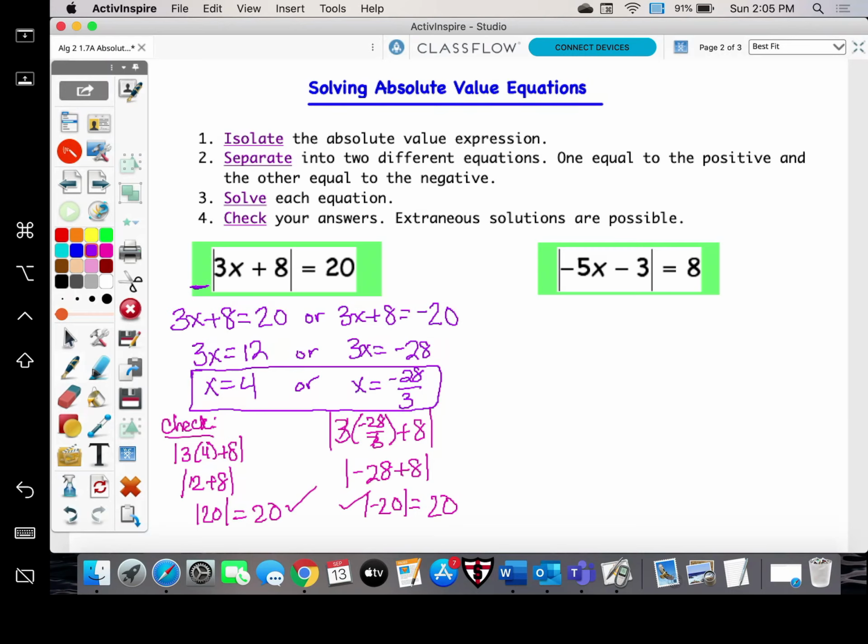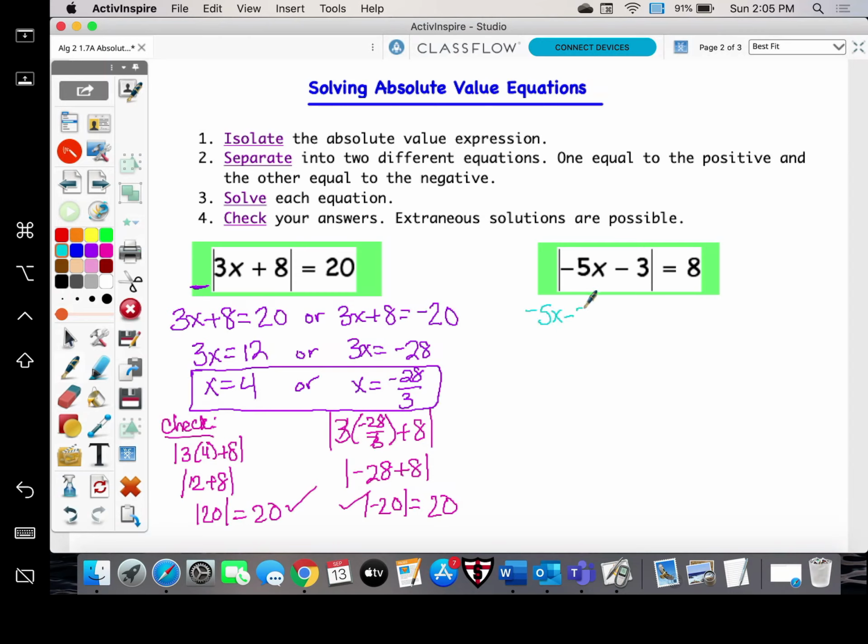All right, not too terrible? I hope not. Let's look at one more on this page. So we have the absolute value of the quantity negative 5x minus 3 is equal to 8. Again, it's isolated, there's nothing on the outside of that absolute value. So we're just going to start by separating right away.